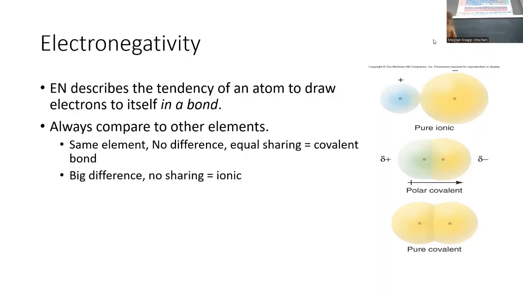And then you'll notice these little squiggly things. This is a lowercase d in Greek, so it's a delta. And the delta negative means it's a little bit negative. It's not a full -1 charge, but it's more negative than neutral. The other side is delta plus. It's not a full +1 charge, but it is more positive than it is negative.